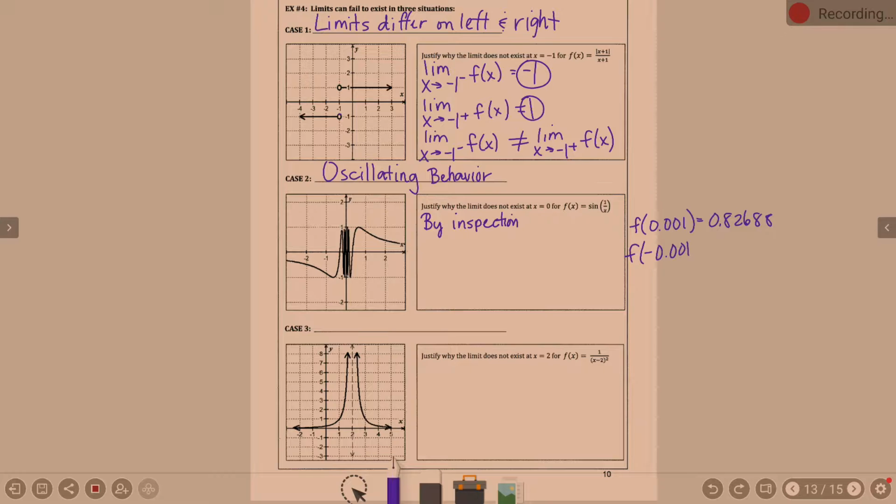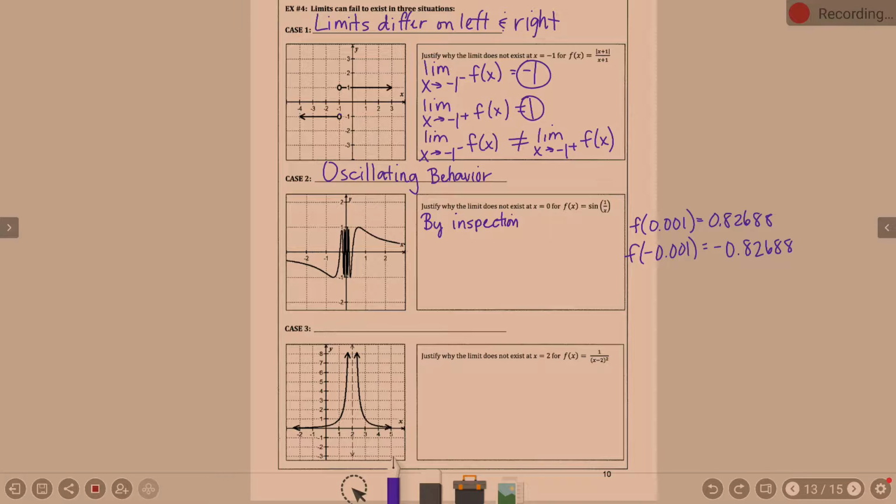And that's negative 0.82688. Well, I know those are getting close, but are they there? And we're already at thousandths. And we got one positive, one negative. So those are almost 2 apart, and we're pretty much at 0. And so that's the type of inspection we can talk about.